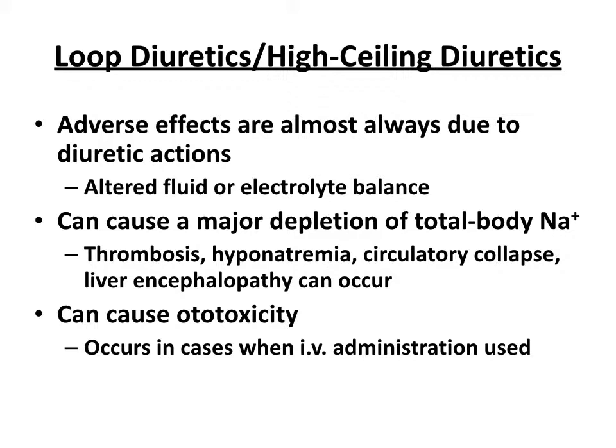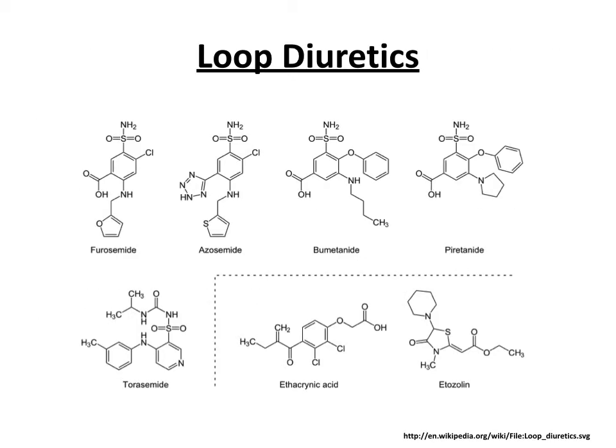Another kind of interesting thing that loop diuretics can do when they're given IV is they can cause, and this is a little bit weird, ototoxicity. Right? You guys know what ototoxicity is? You guys heard of this one? Okay. So ear damage, right? And this shows some chemical structures for anybody interested in chemical structures.